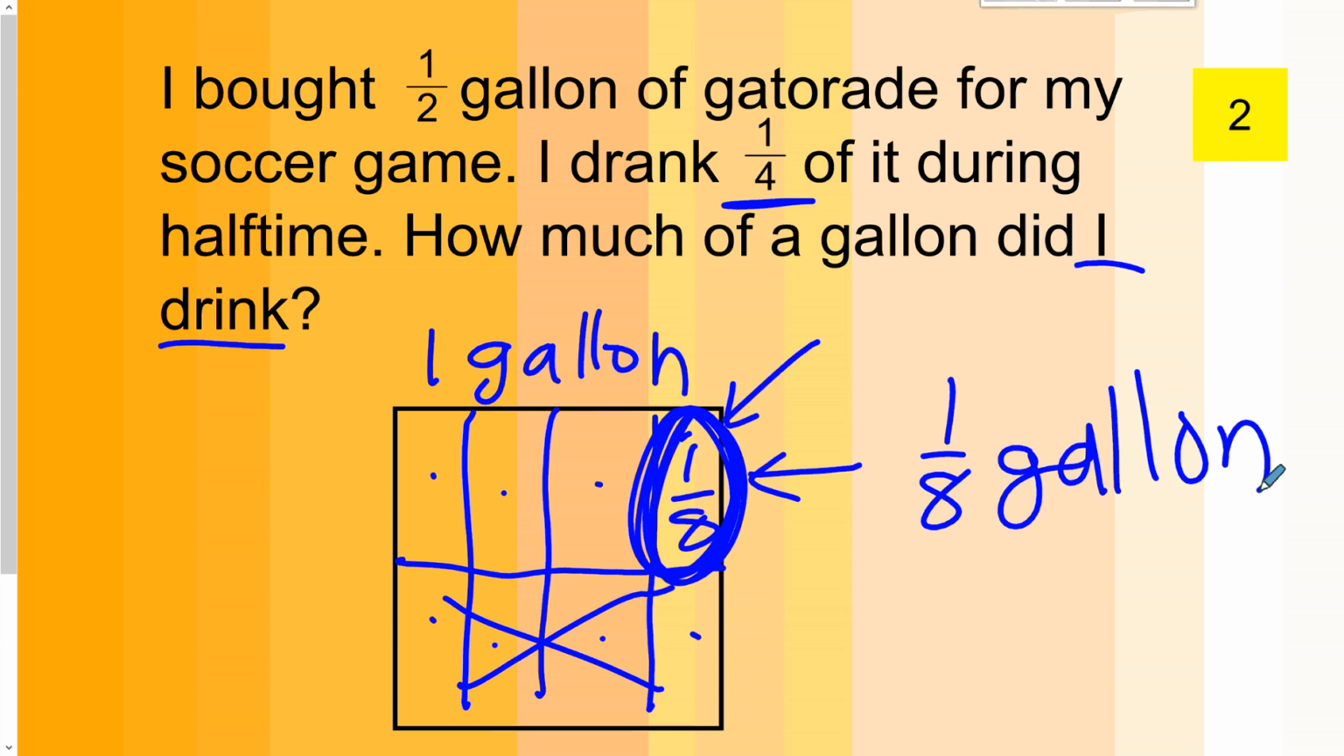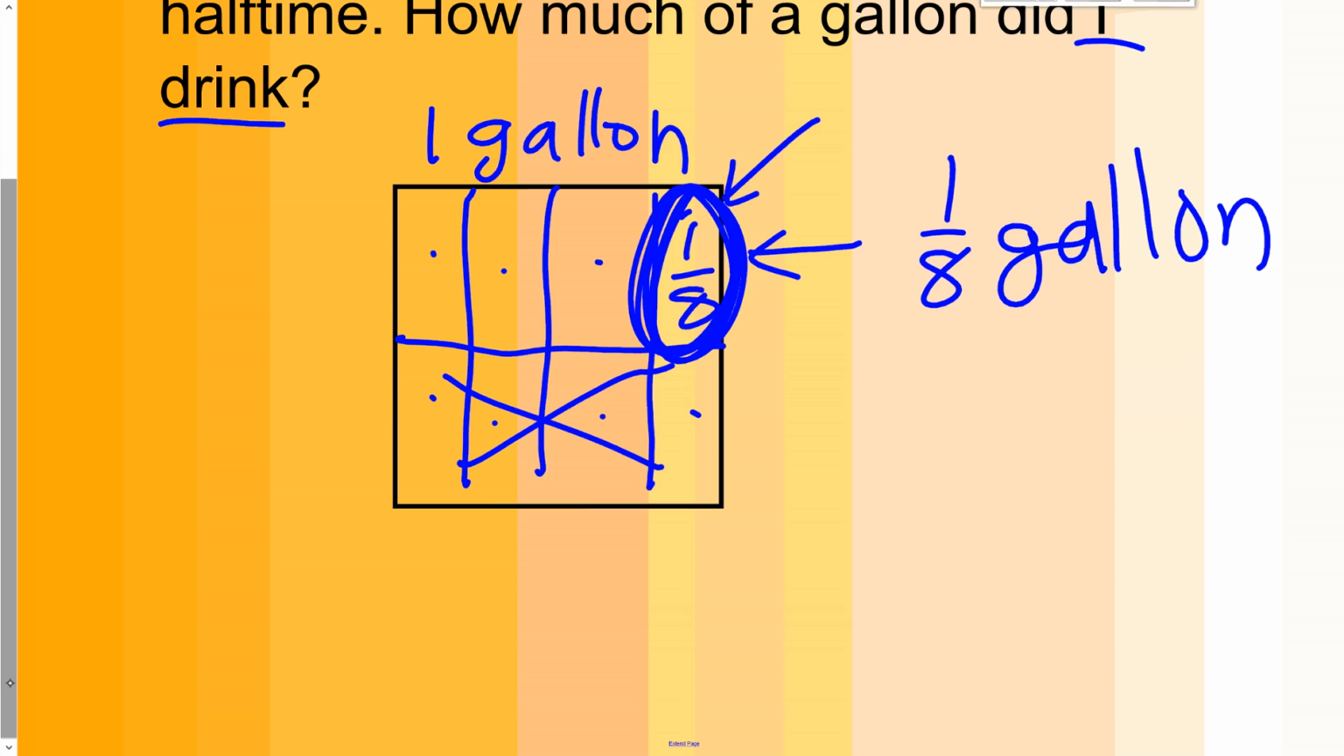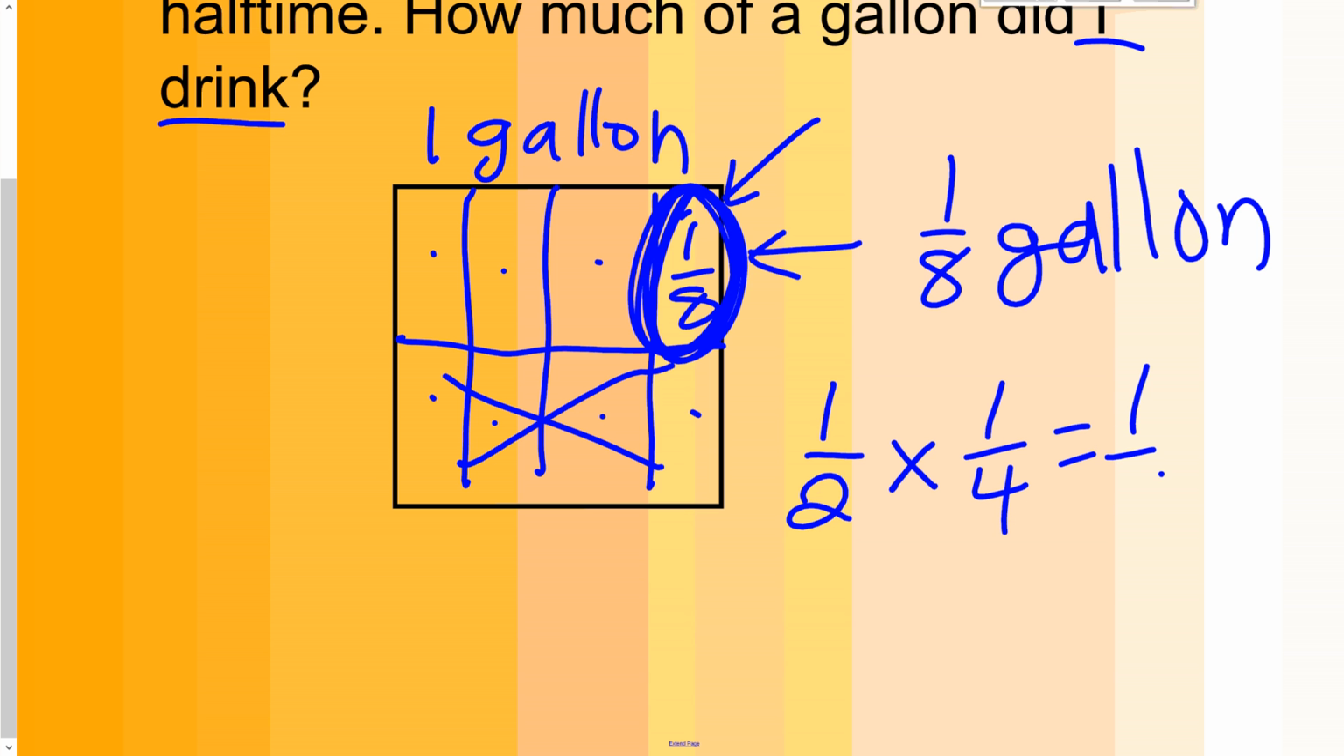And if we think about what we just demonstrated, if we look at our multiplication, we really just did 1/2 times 1/4, or 1/4 of 1/2. So 1/8.